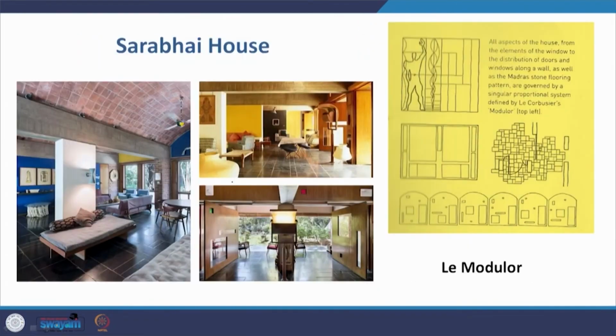Now, the scale itself. The amazing part of the scale that Le Corbusier used in the overall proportions with regard to the height, with regard to the size of the base, with regard even to the grid that was formed of the black marble stone, Madras stone on the floor. All of it was based on the scale Le Modulor that he had come up with. Now you can read it up more deeply, and you can understand more deeply about Le Modulor. So all aspects of the house, the elements of the window, the distribution of the doors, the windows along the wall, even the Madras stone flooring pattern, are governed by this singular proportional system called Le Modulor.